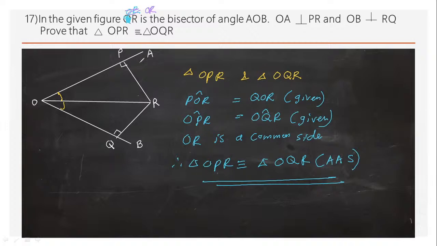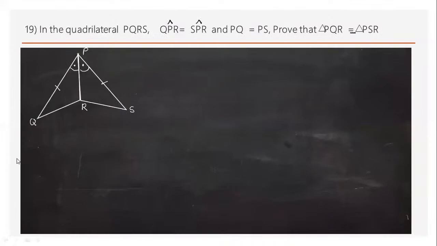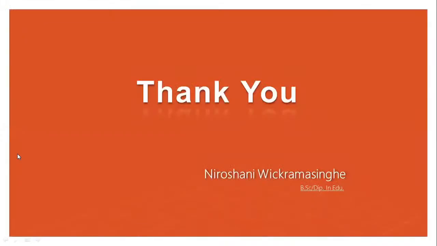It should not be QR, OR is the bisector here. Then I am going to finish today's session. Next day we are going to do the congruency part 2 that consists of all the exercises. There are 4 exercises. So I am going to do that on next Monday, right? Okay then. Bye.